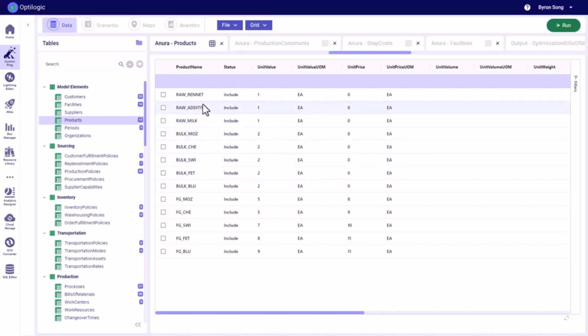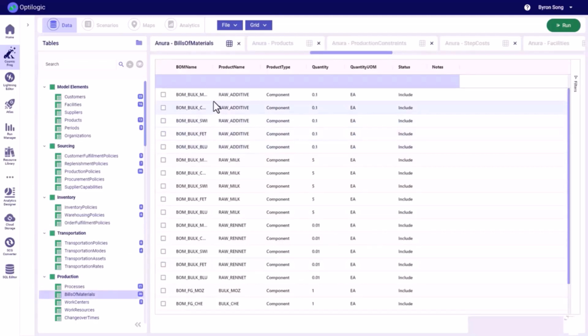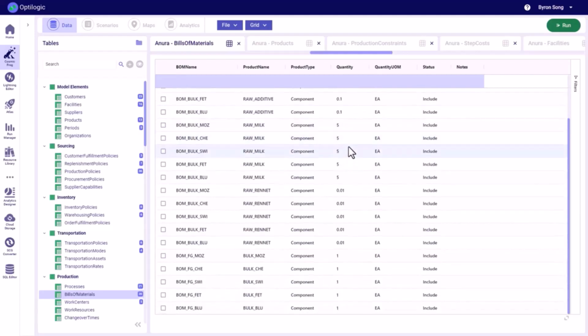To link these raw material components and finished goods together, we need to use the bill of material table. Let's go there. And you can see the bill of material table defines the relationship between the different products and the quantity of conversion. So this model basically considers a multi-layer, multi-product bill of material, and you feed the model with the finished product demand, and the model will consider the dependent demand automatically.